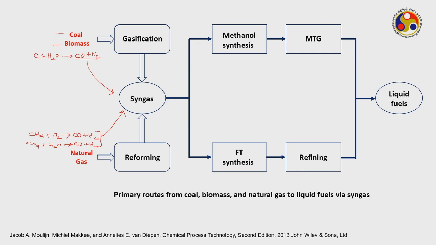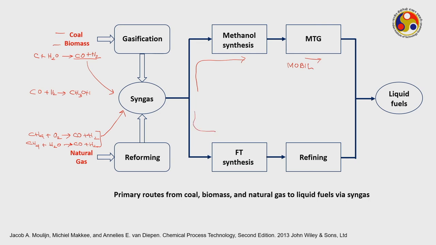Now the conventional route many industries are taking is through methanol. So through methanol, you convert syngas, CO plus H2, to CH3OH. This is the route they are using, and then methanol to gasoline. Exxon Mobil has pioneered this process, and you get liquid fuels.